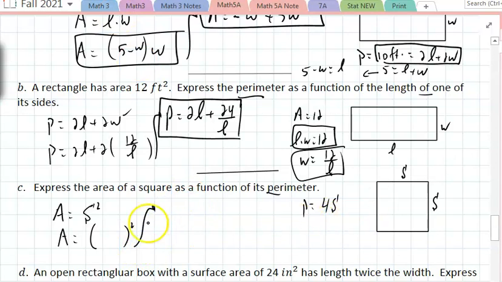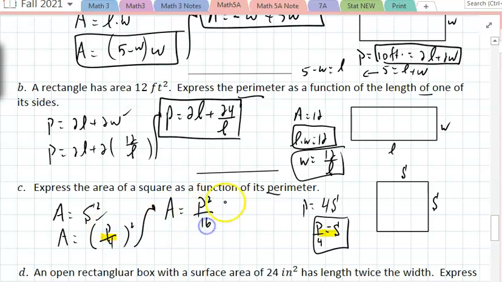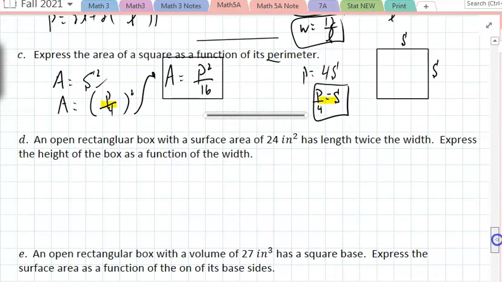Well, since this is a function of S, I know that S is P over 4. Take this now and substitute it right there. And I could say the area is the square of the perimeter divided by 16. If you tell me what the perimeter is, square it, divided by 16, that will give me the area automatically. Again, these manipulations are a must for applications that will be coming up.